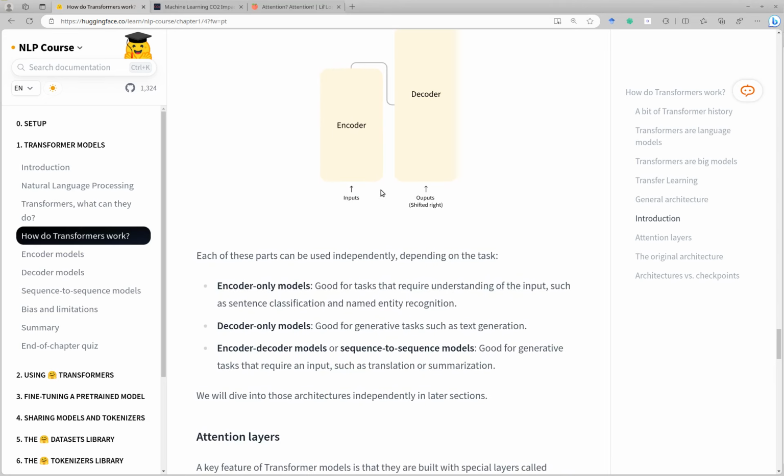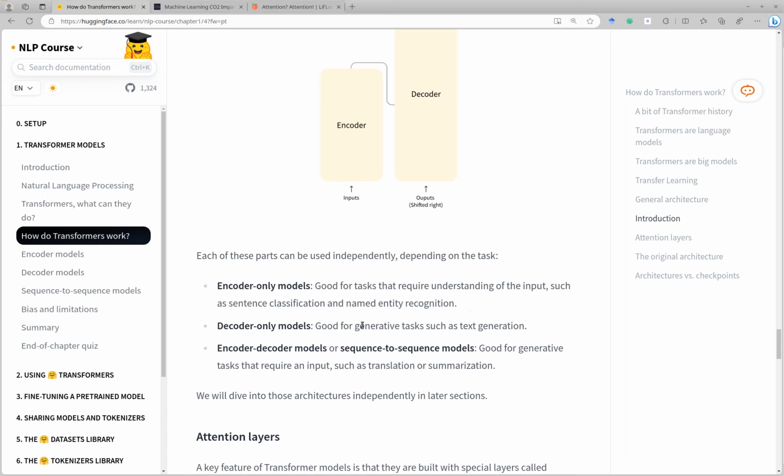Each of these transformer models can again be divided into three types: encoder-only models, decoder-only models, and a combined model, that is the encoder-decoder model. They are also called sequence-to-sequence models. The main task for encoder-only models is in scenarios like sentence classification and named entity recognition, where a good understanding of the input is required.